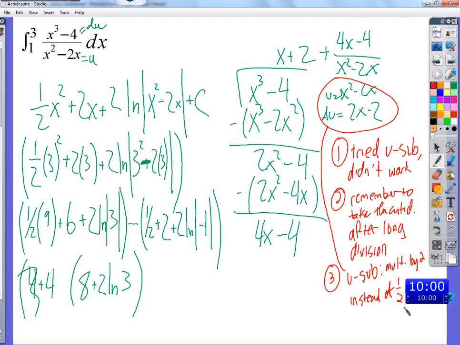You gotta think, how am I gonna turn this into the du? And then this little guy right here, change it into a plus instead of a minus. Otherwise, that was really good.